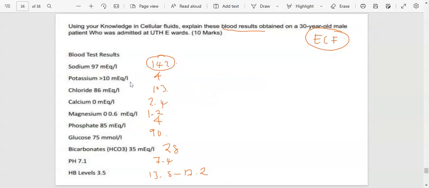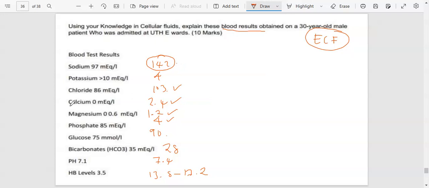And then if you go to potassium, potassium is what? Actually, potassium is high because it's greater than 10. The actual is supposed to be 4. This one has got hyperkalemia because it's high. And then the chloride we can see is low, so that condition also we need to comment on. Same, we also look at calcium, magnesium, phosphate, glucose.